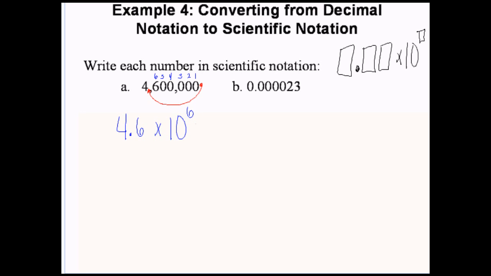Okay, for the other direction, same idea. We want to move along until we find the first number that's not 0. And we put the decimal right after that. So here. And then I count how many places I have to move it. 5. And because it was a long decimal, I'm going to have a negative exponent, so I'm going to be 2.3 times 10 to the negative 6.